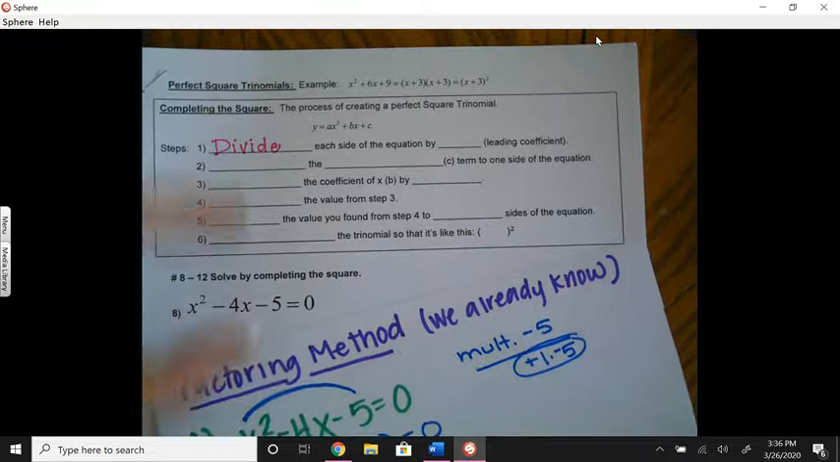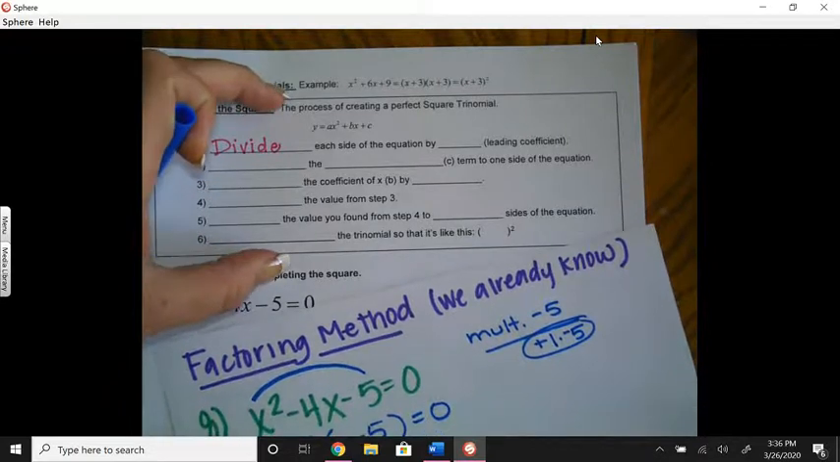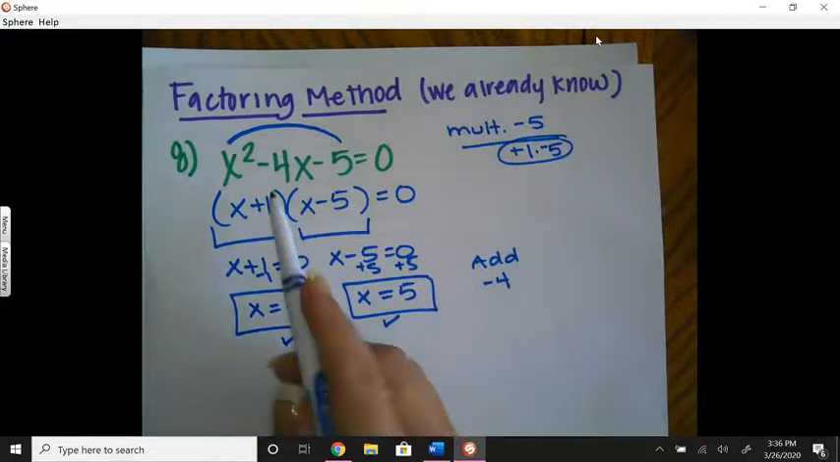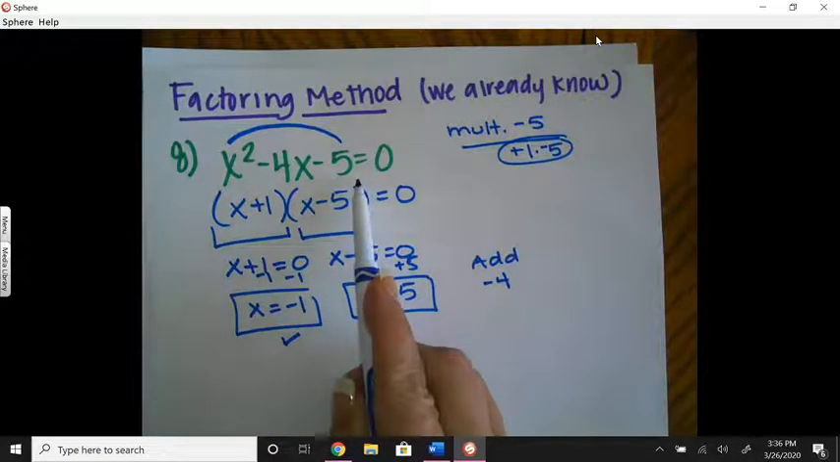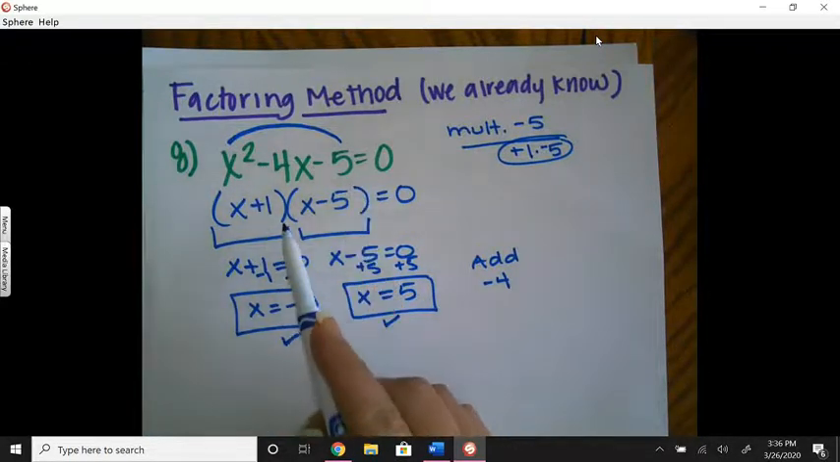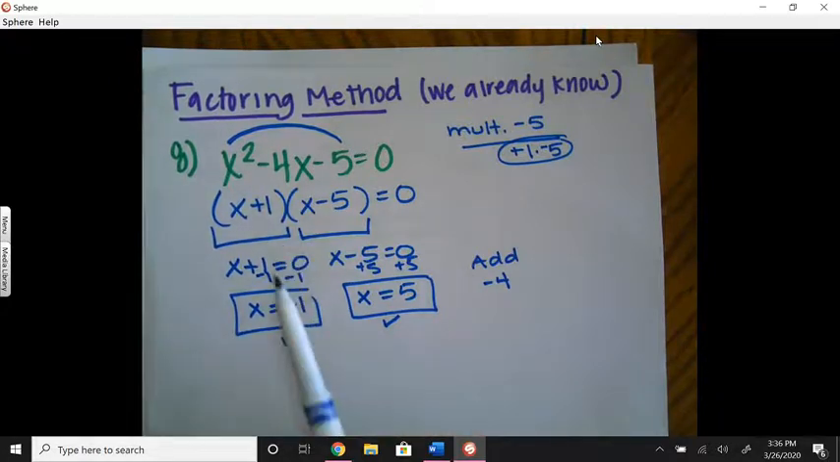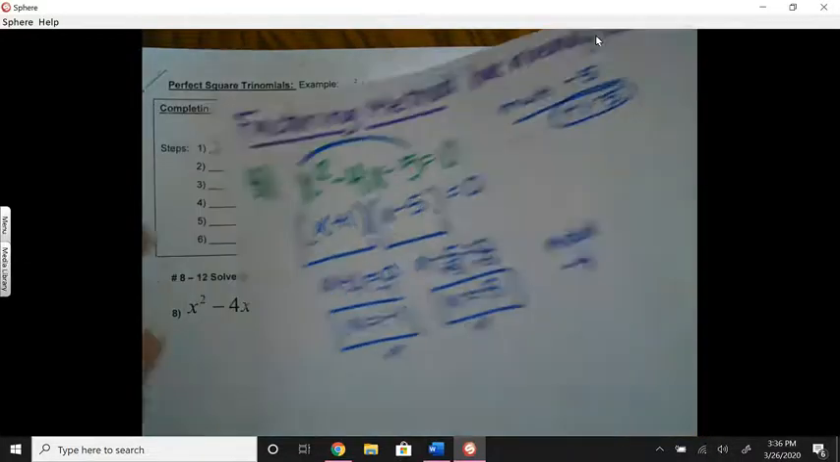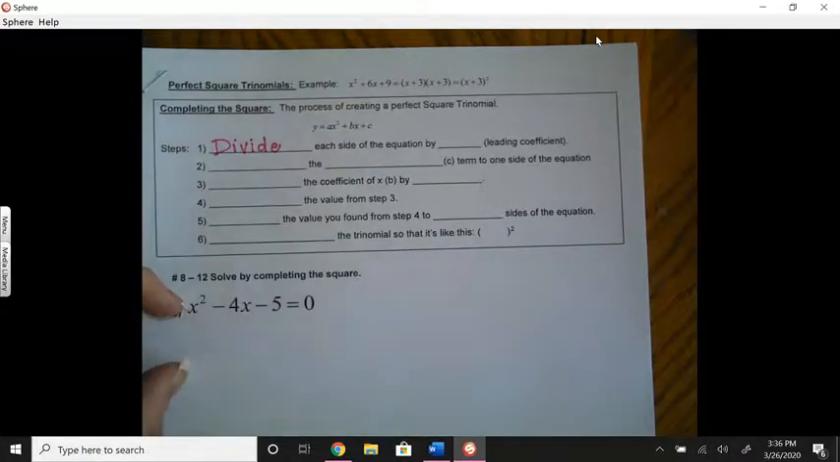So why would you use these steps? You would use these for problems that can't be factored. So since this one can be factored, that's the method I would pick. So the purpose of what we're learning is for when it can't be factored. But I'm going to show you with problems that can at first.